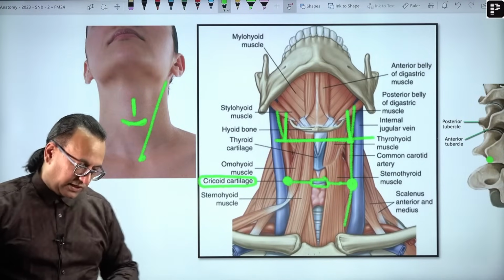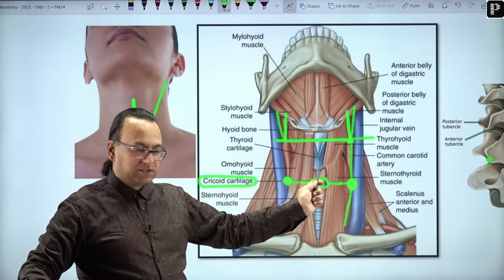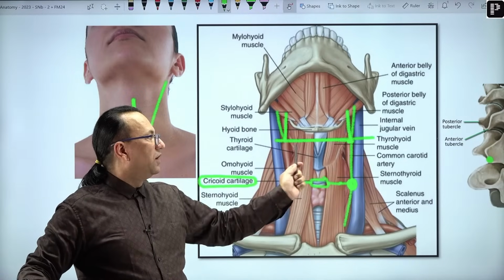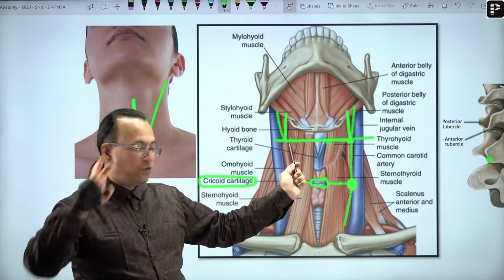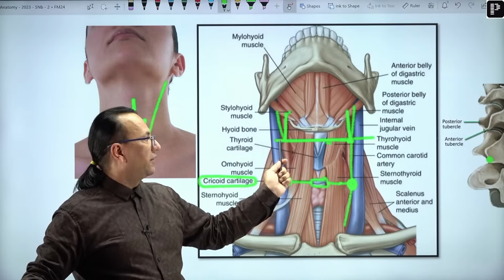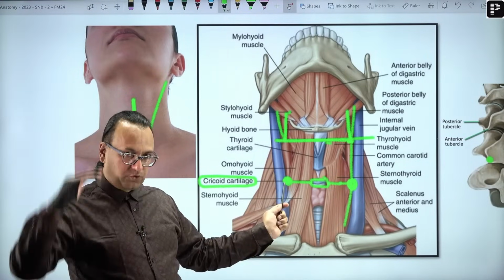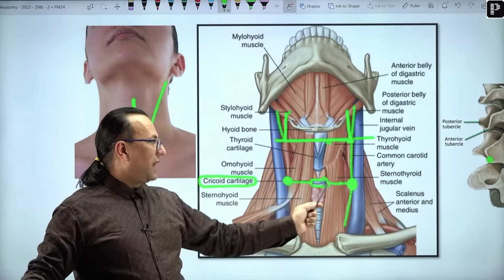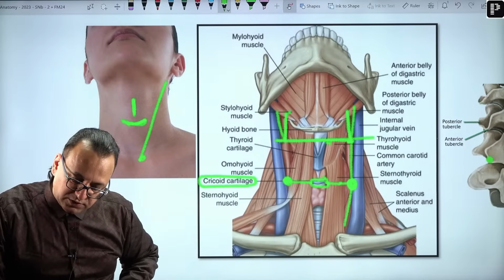I hope things are clear now. If it is the laryngeal prominence, superior border of the lamina of thyroid cartilage, that is where common carotid artery would have bifurcated into two branches, that is external and internal carotid artery. But you are supposed to take the pulse of common carotid, so you have to be a little bit lower, and that is at the level of cricoid cartilage. That was your question, and this is your answer.